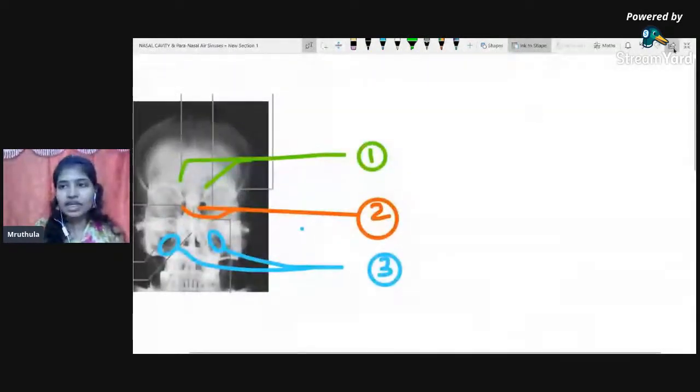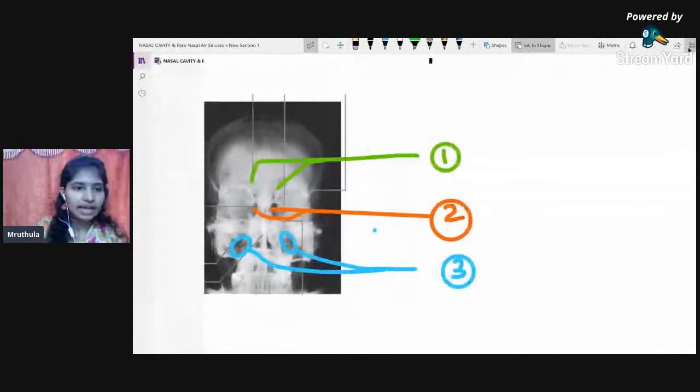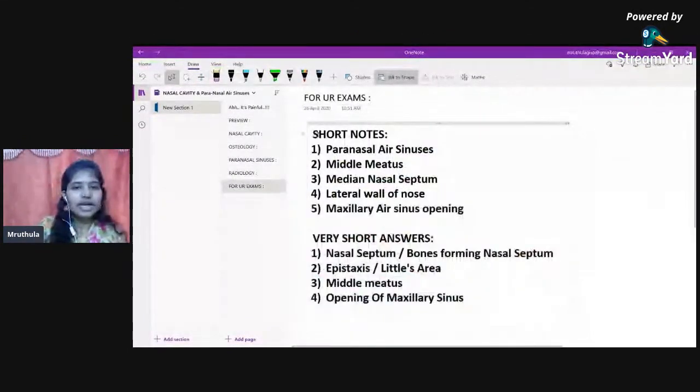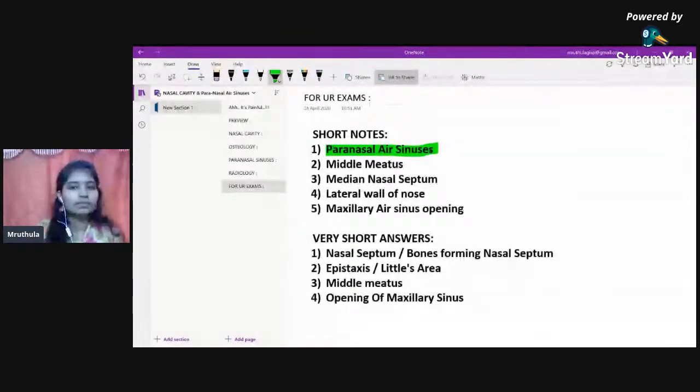If you have any doubts, you can put in the comments, and I'll try to reply to all of them. And here we'll have a look at the questions for exams. These are the important questions. Paranasal air sinus is a very important repeated question in the short note. You will need to write the relations, the openings, and tell about the boundaries. That's the relation, and we'll also need to mention the measurements.